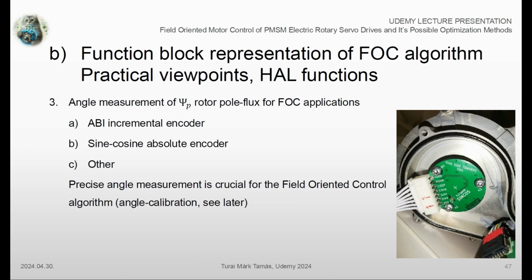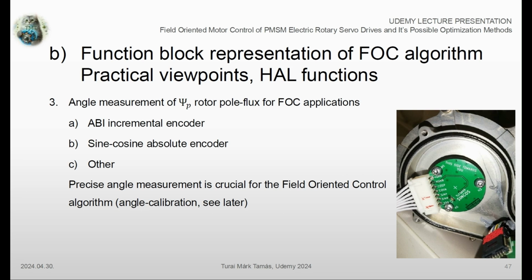The next step toward understanding the upcoming Park transformation better is to clarify how the electric angle of the rotor pole-flux is actually measured in practice. Usually, the manufacturer of the PMSM motor installs a permanent magnet at the back of the rotor's axis for contactless angle measurement. This contactless angle measurement is often carried out using so-called GMR, or giant magnetoresistance, elements. The resistance of these elements changes based on the magnetic field strength.